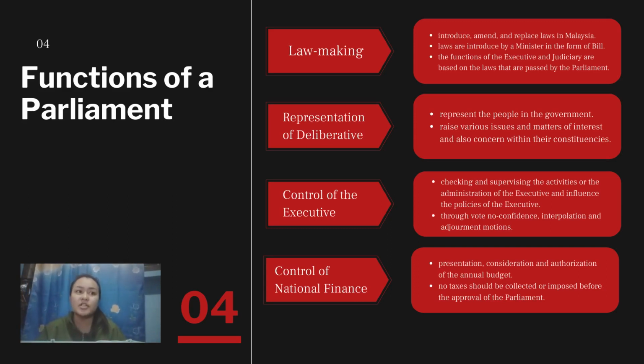Second is representation and deliberation. It represents the people in the government. It raises various issues and matters of their interest and also consults with their constituency. Third is control of the executive. It checks and supervises the activities or the administration of the executive and influences the policy of the executive. This is done through votes of no confidence, interpellations and adjournment motions.